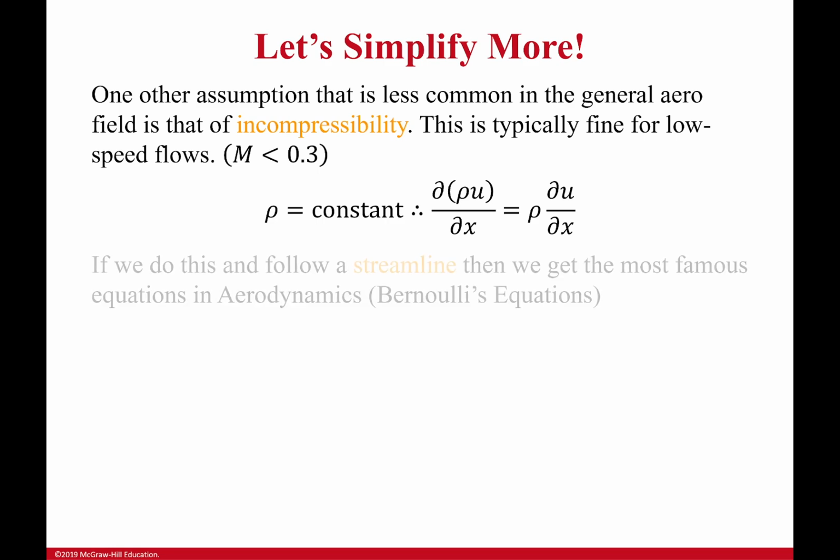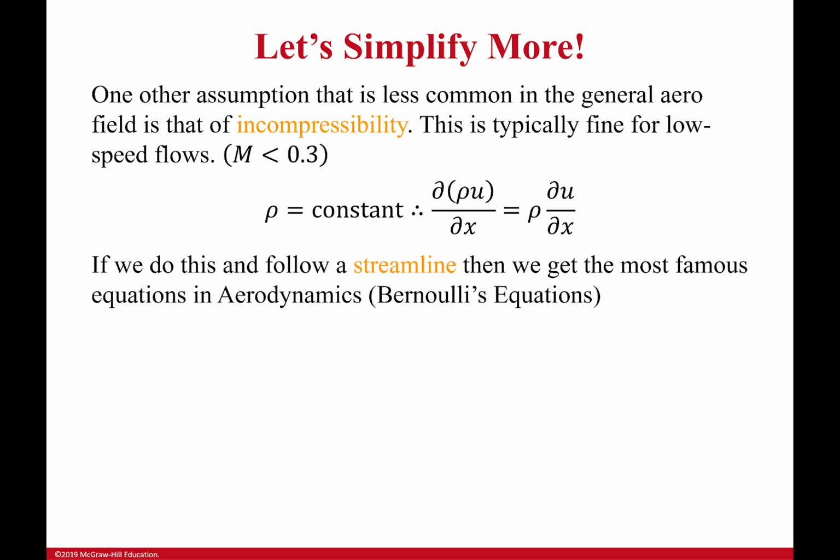And that changes my equation a little bit more, because if I make one more assumption, which is that we're following a streamline, then we get the most famous equation in all of aerodynamics, which is Bernoulli's equation, which shows this. And all Bernoulli's is saying is that my pressure plus the dynamic pressure is equal to my pressure plus dynamic pressure at a second point. So this is point 1, this is point 2.